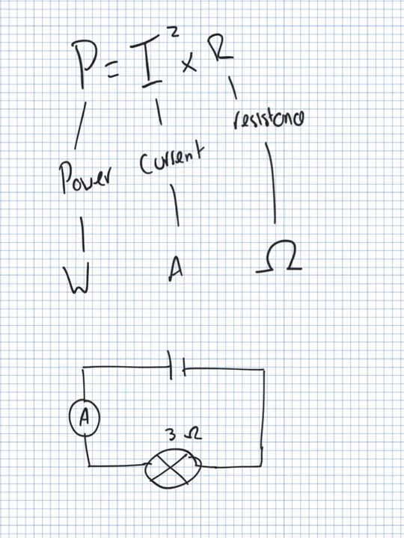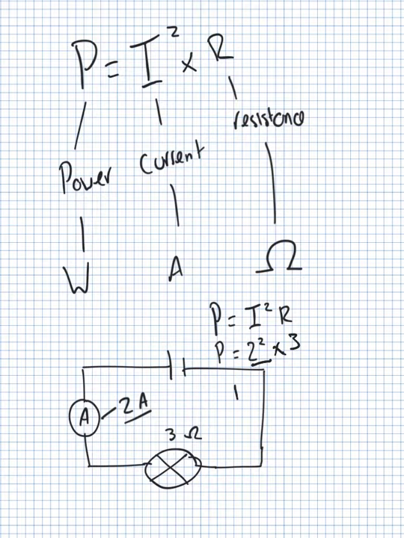So in this example we've got a lamp here with a resistance of 3 ohms. We've got an ammeter which, let's say, has got a current of 2 amps. So we've put that into our formula. Power equals current squared times resistance. So power equals the current squared, so that's 2 squared times the resistance, which is 3 ohms.